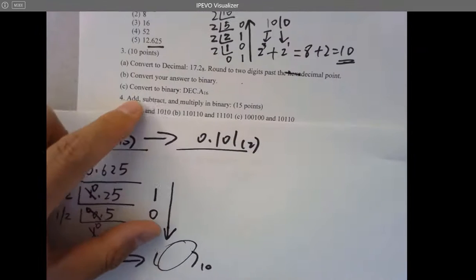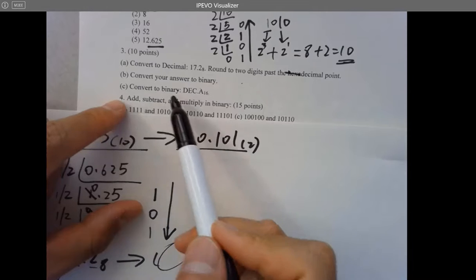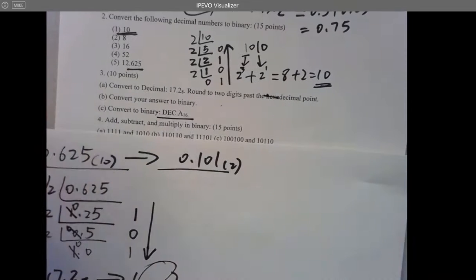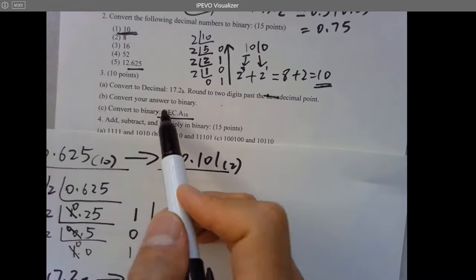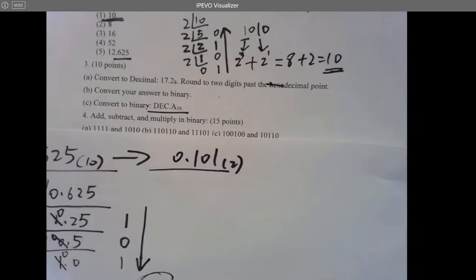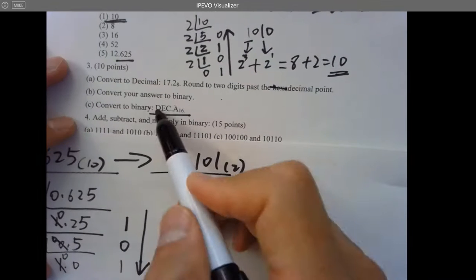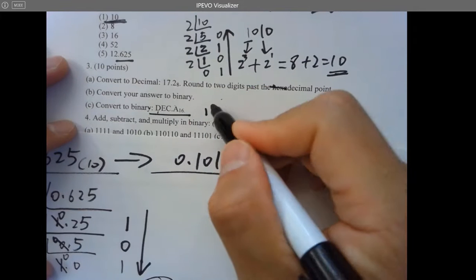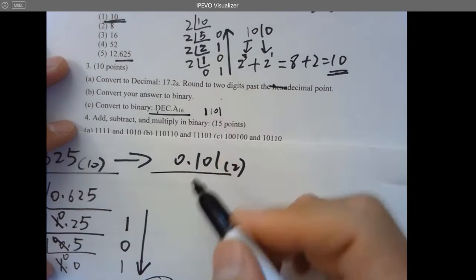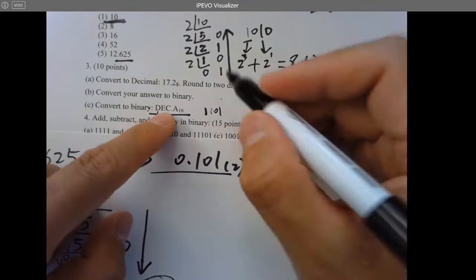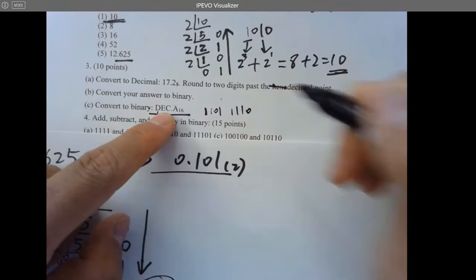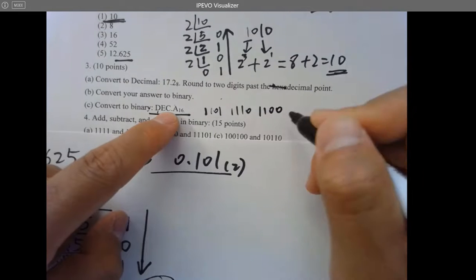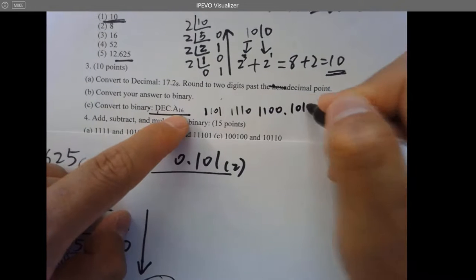Next, convert this hexadecimal number to binary. The way to do that is to convert every hex digit to 4 binary digits. D is 13, and 13 is 8 plus 5, so this is 8 and this is 5. E is 14, so it's 1110. C is 12, it's 1100. Point. A is 10, 1010.